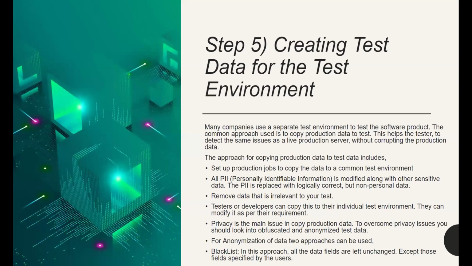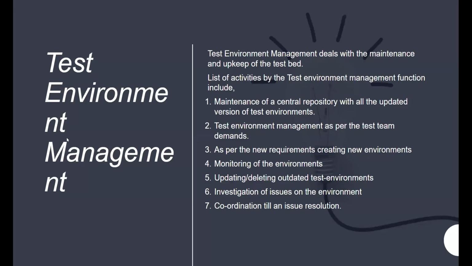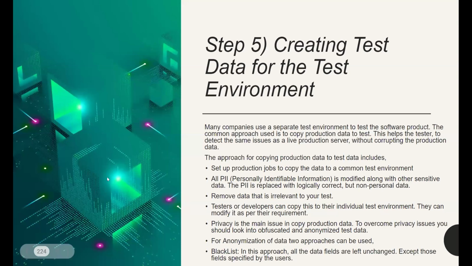Privacy is the main issue in copying production data. To overcome privacy issues, you should look into obfuscated and anonymized test data. For anonymization of data, two approaches can be used: blacklist and, sorry, so you have the blacklist first.